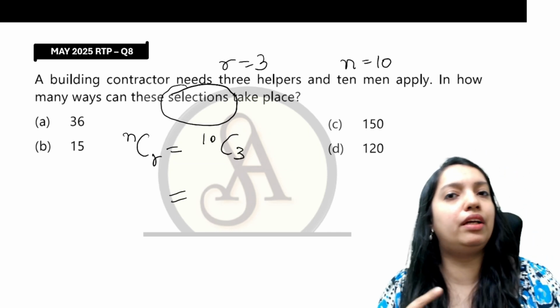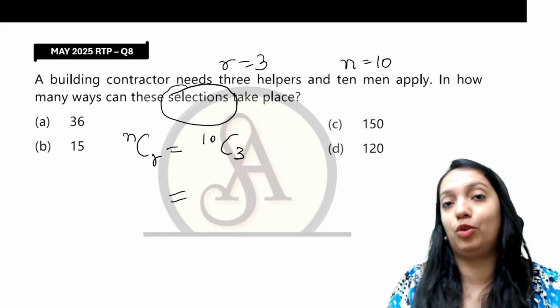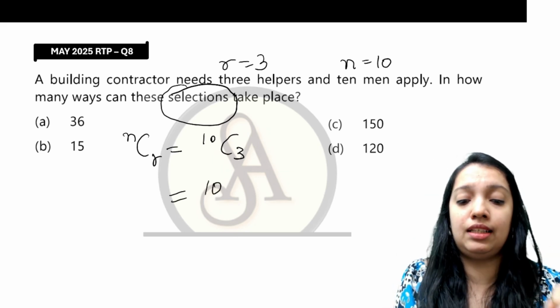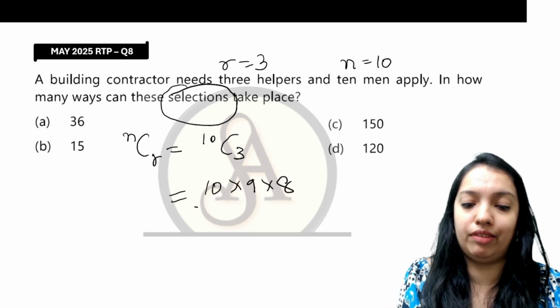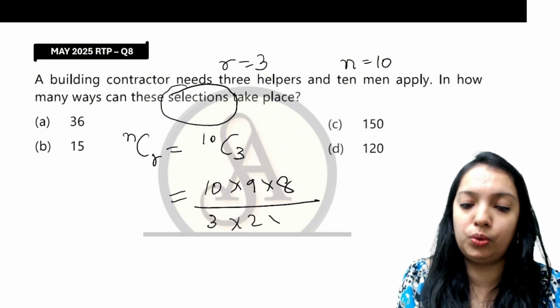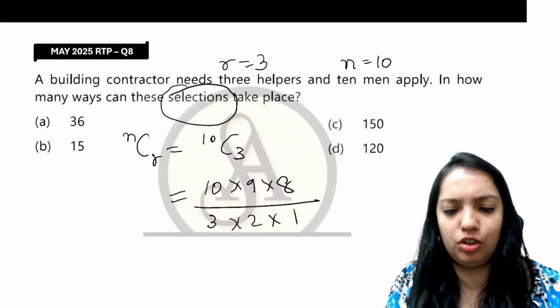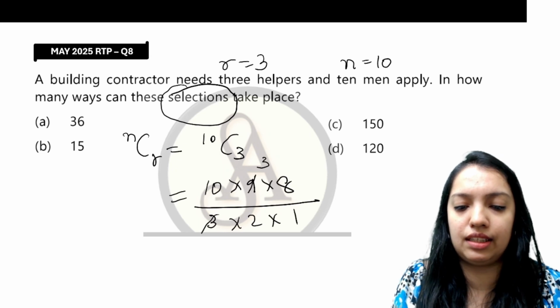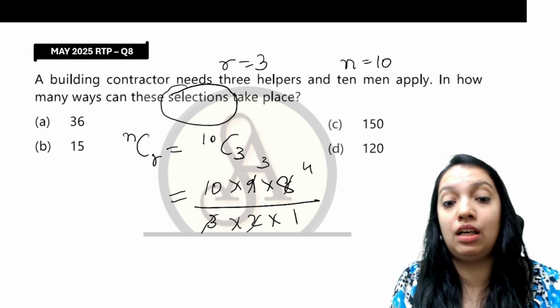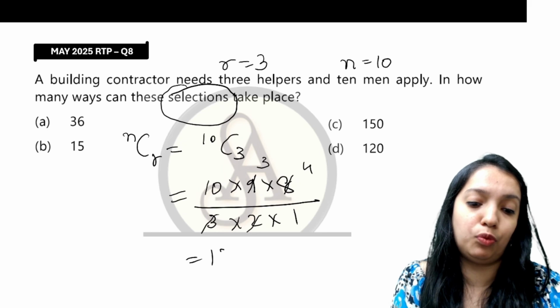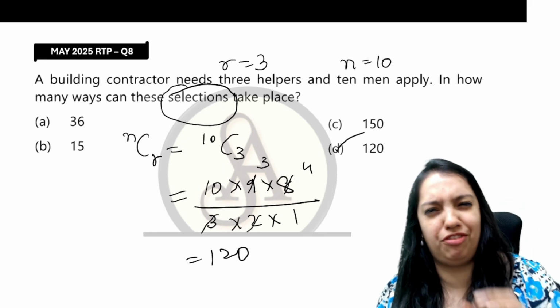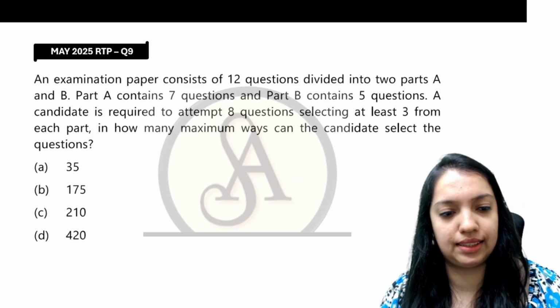We are not going to apply any formula. We will use shortcut. What do you mean by 10C3? 10 into 9 into 8 divided by 3 into 2 into 1. Cancel what all you can cancel. 3 1s are 3, 3 3s are 9, 2 1s are 2, 2 4s are 8, 3 4s are 12, 10s are 120. Option D. Very simple question. Next.